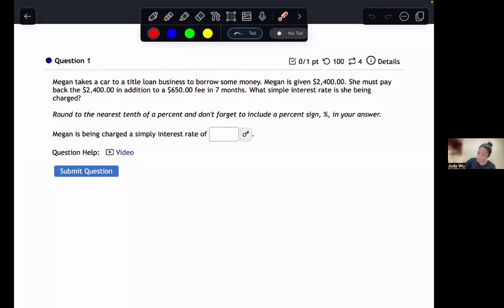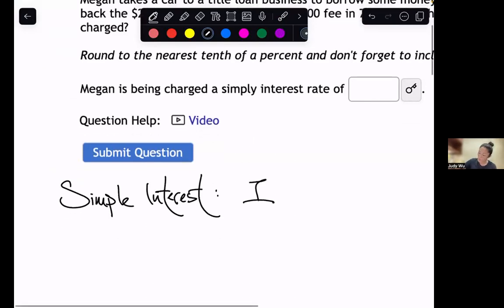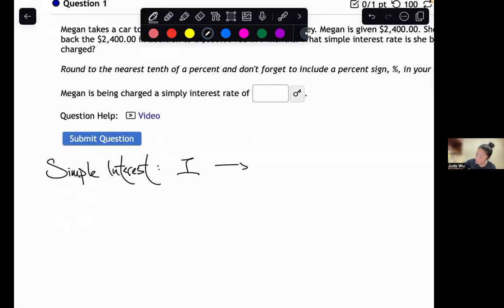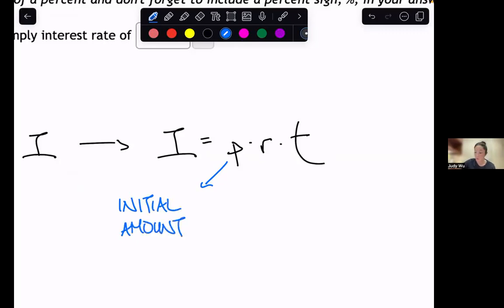In order to answer this question, we want to think about the following formula, okay? We have our simple interest, and we're going to call that I. The formula is I equals P times R times T. If you're wondering what P, R, and T are, don't worry, I'm going to tell you. The P is your initial amount, like how much did you take out in that loan.